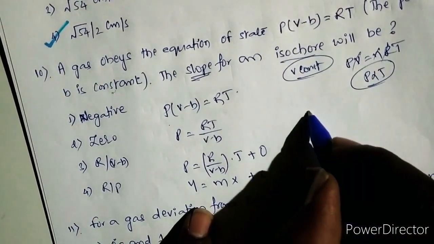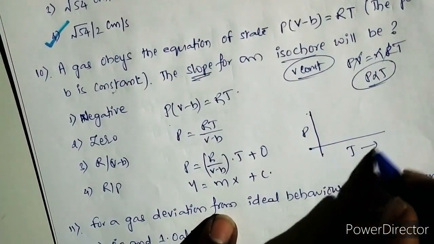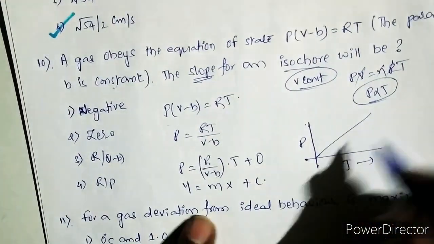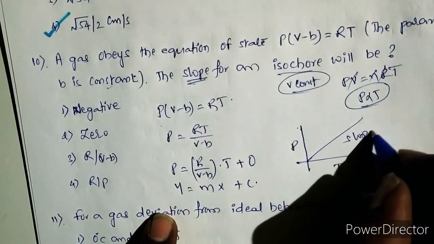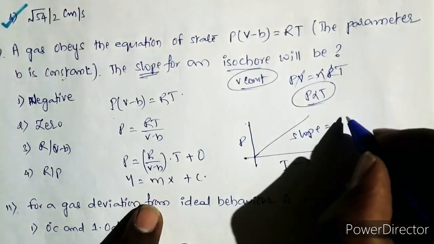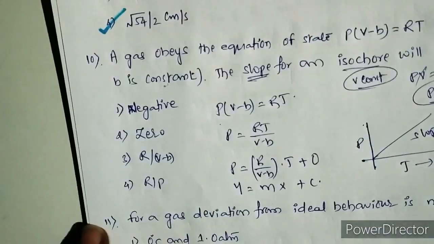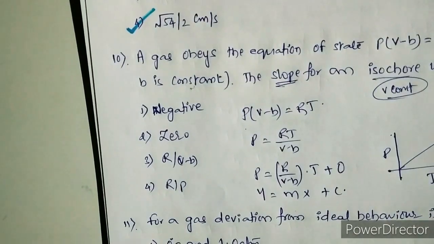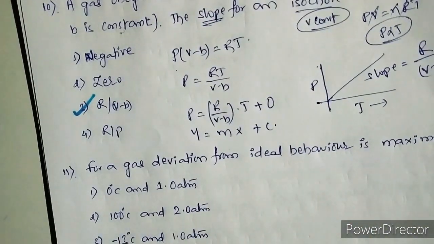Now plot a graph for this. Pressure on Y axis, temperature on X axis. Now it is in the form of Y is equal to mx going through the origin. Now what is the slope here? The slope you have found is R by V minus B. So your answer is 3. Got it?